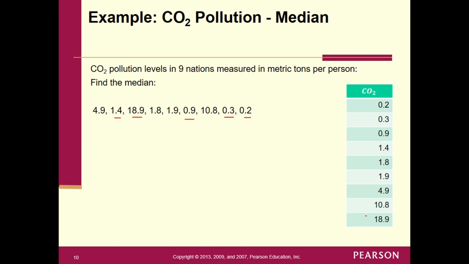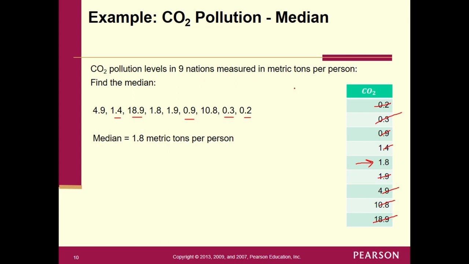Once you order the data, in order to figure out the middle, basically we're going to start crossing out. So I'm going to cross out 0.2, the smallest, with the largest, and then I'm just going to keep on crossing out. Eventually I get to that one right there that sits by itself. And so what is that telling us? That the median is equal to 1.8 metric tons per person. That's the median here.